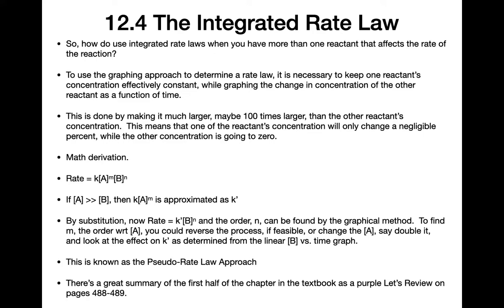Okay, so that gets us up to 12.4, where we've gotten through the integrated rate law. There is actually a really good summary of everything in 12.1 through 12.4 in the book on pages 488 and 489. It's a little purple box called Let's Review. Reading over that, making sure it all makes sense, would be great to do before you move on to the second half of the chapter, 12.5, 6, and 7, where we're going to talk about mechanisms, a chemical model for kinetics, and catalysts in 12.7.